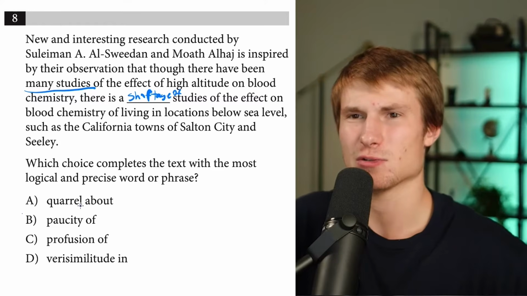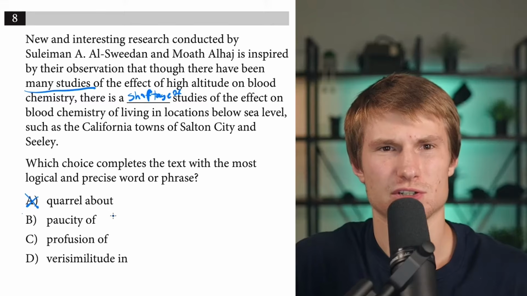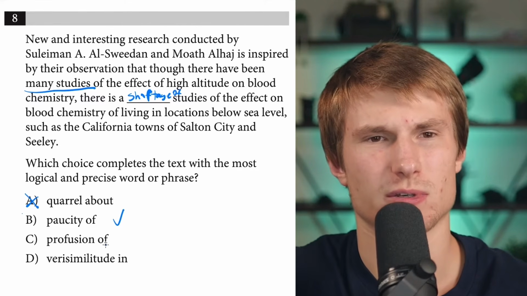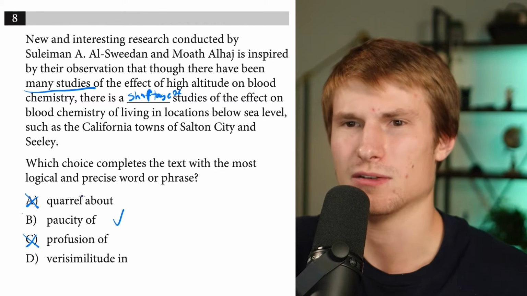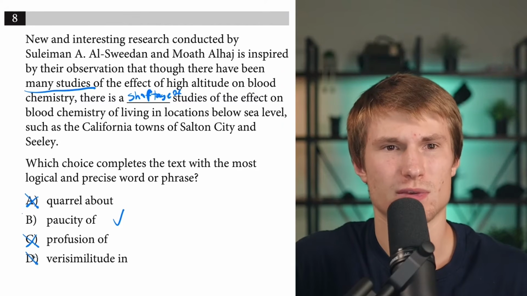If we look at our options, we have A, quarrel about. We're not quarreling over anything. We've got B, paucity of. Okay, that would be essentially a lack of, which would make the most sense to go along with shortage of. So that looks good. We can take a look at C and D. C, profusion of. Well, that would be the opposite of there being a shortage of. That'd mean that there is plenty. If we have D, a verisimilitude in, okay, that wouldn't make sense there either.